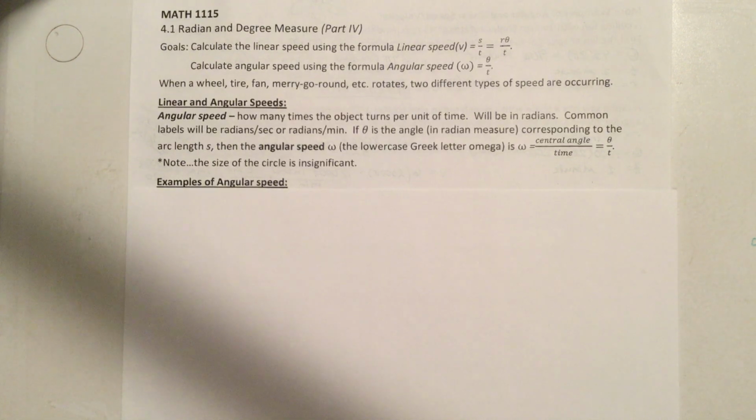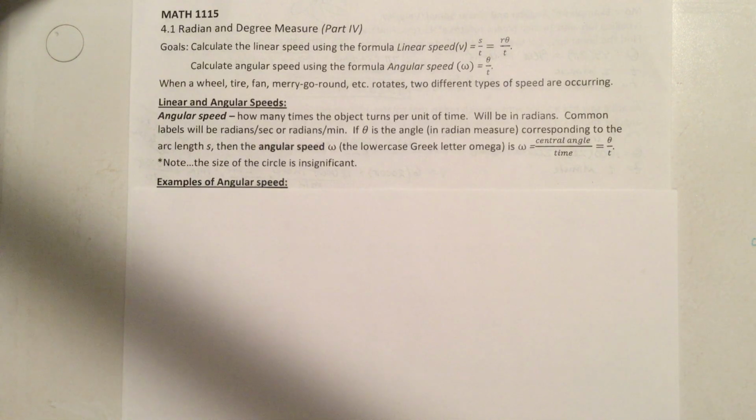Okay, so when you have a wheel or a tire or a fan or a merry-go-round, any of those things, when it rotates, there's actually 2 different speeds that are happening. Just like the last couple days as we've been talking about angles, you can measure your angles using 2 different things. You can measure them in degrees, and you can measure them in radians. So when something rotates, there's 2 different speeds.